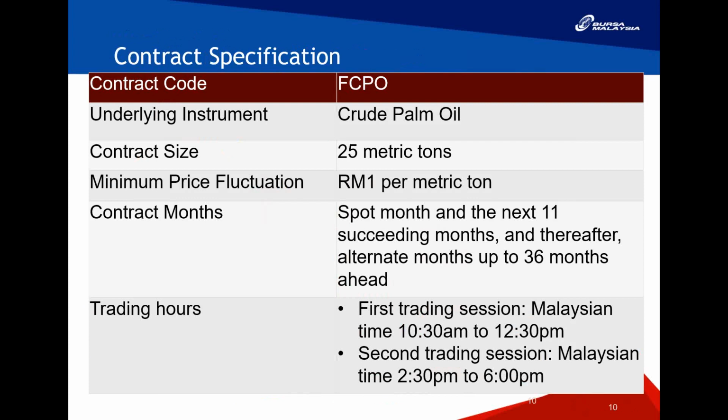And it has the spot month, which is the delivery month, and the next 11 succeeding months, plus 36 months. This is a newly added set of contract months into FCPO this year by Bursa, and it's a very good move because it gives life to this contract, because nowadays you can trade the spread, or trade outrights of CPO, up to 12 months in a single month duration. I'll talk about this in a little bit.